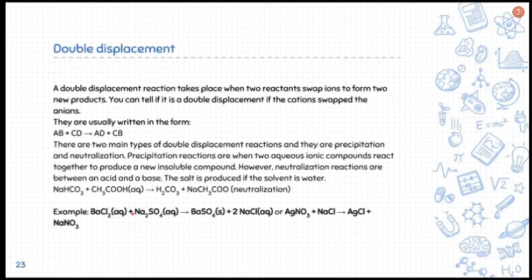So here an example of a double displacement reaction would be BaCl plus NaSO4. So this is a polyatomic ion. Yields BaSO4 plus 2 NaCl. BaCl would be the AB. NaSO4 would be the CD. BaSO4 would be the AD. And the NaCl would be the CB. This is just another example.